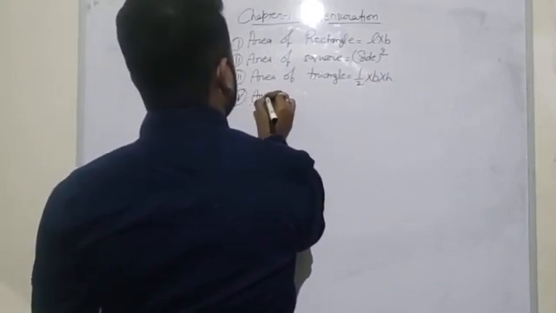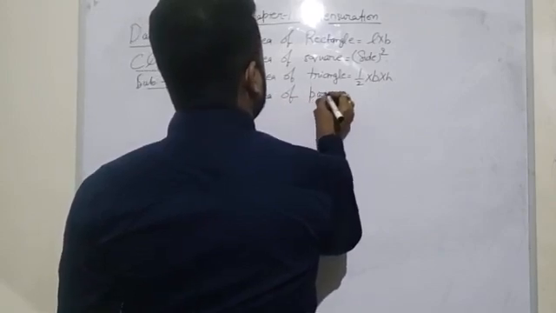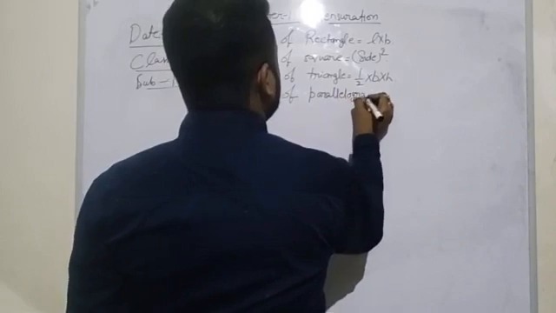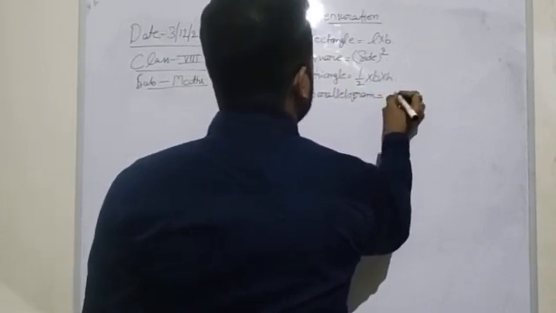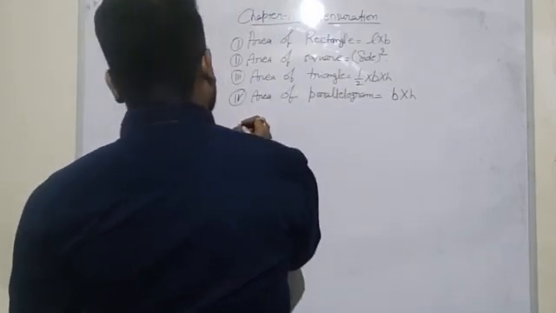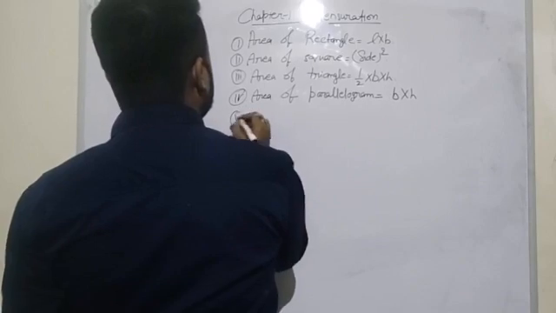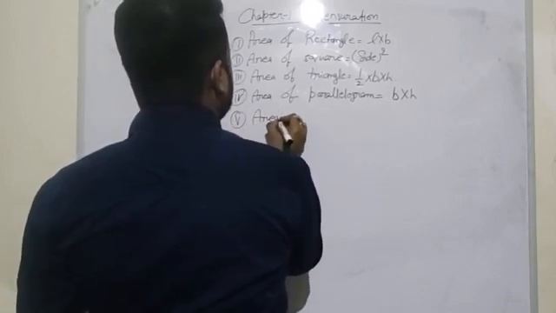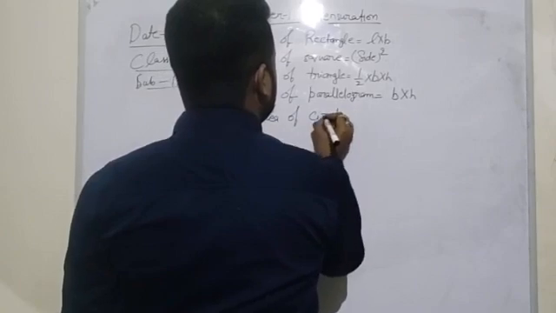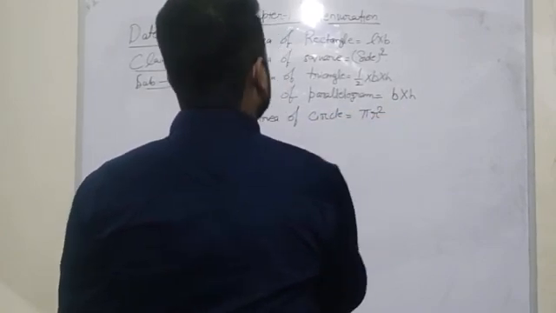Now area of parallelogram is base into height. And area of circle with radius r is pi r square.